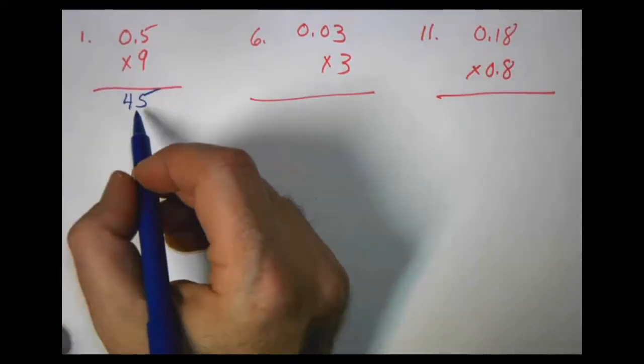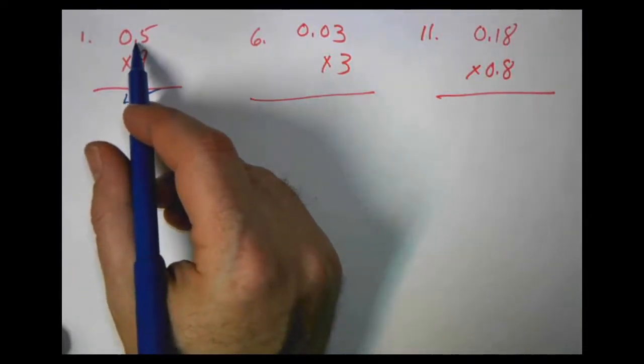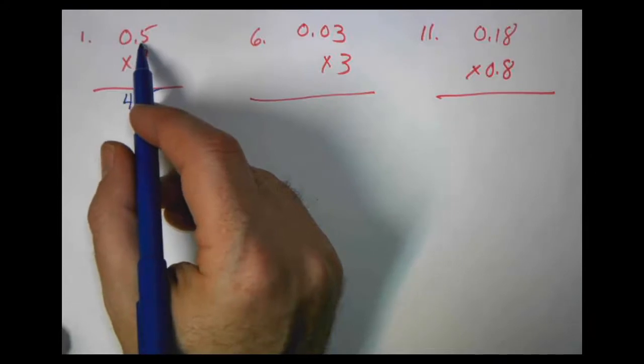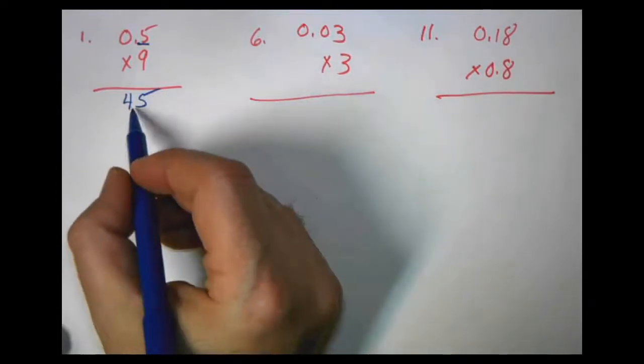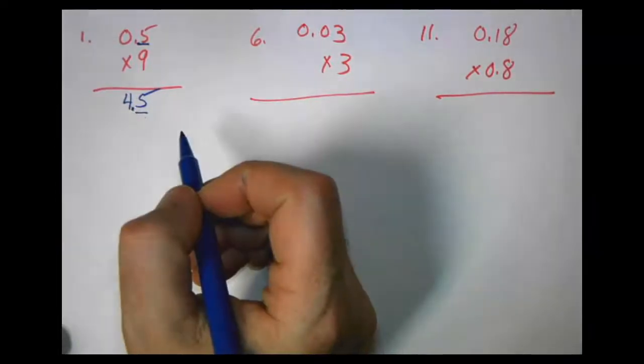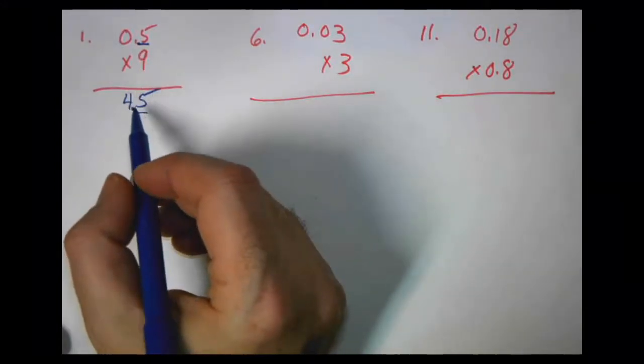And then we count the number of decimal spots behind each decimal in our problem. So on this particular problem, which is problem number 1, we have 1 spot behind the decimal. That means we need to have 1 spot behind the decimal in our answer. Okay, that has to match regular multiplication and then count our decimal spots.